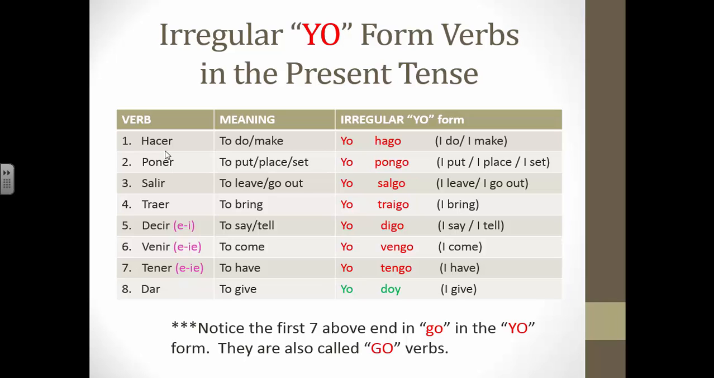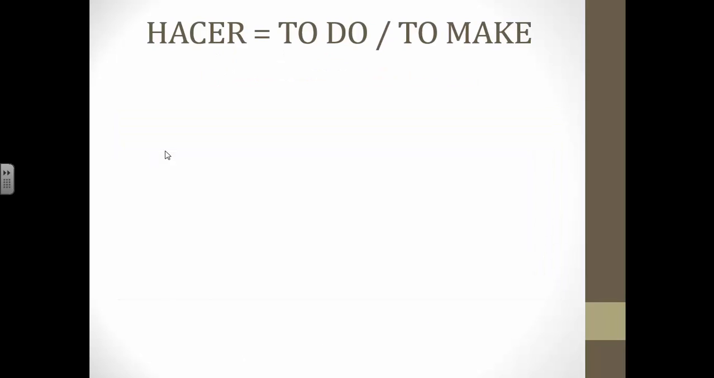Okay, so notice the first 7 above end in go in the yo form. These are also referred to as go verbs because they end in go. All right, so all the rest of these you would conjugate as normal. The yo form is the weird part, and the verbs decir, venir, and tener are all stem changing. Okay, so you have to memorize that type.